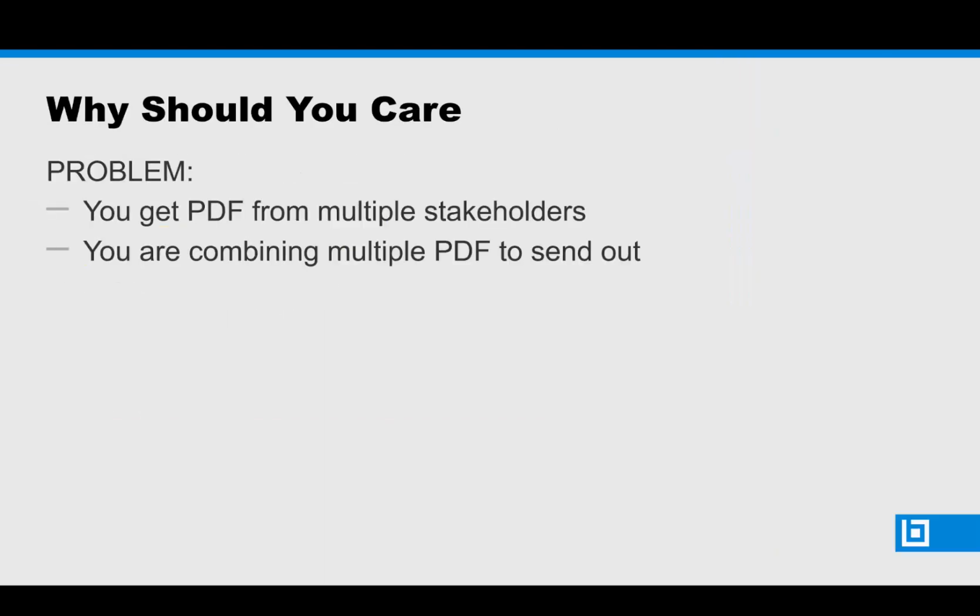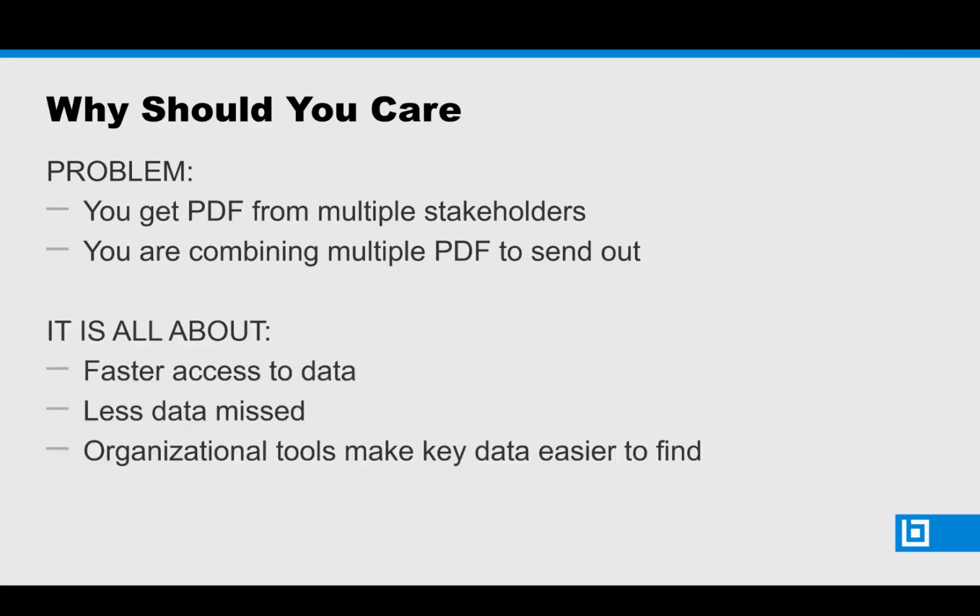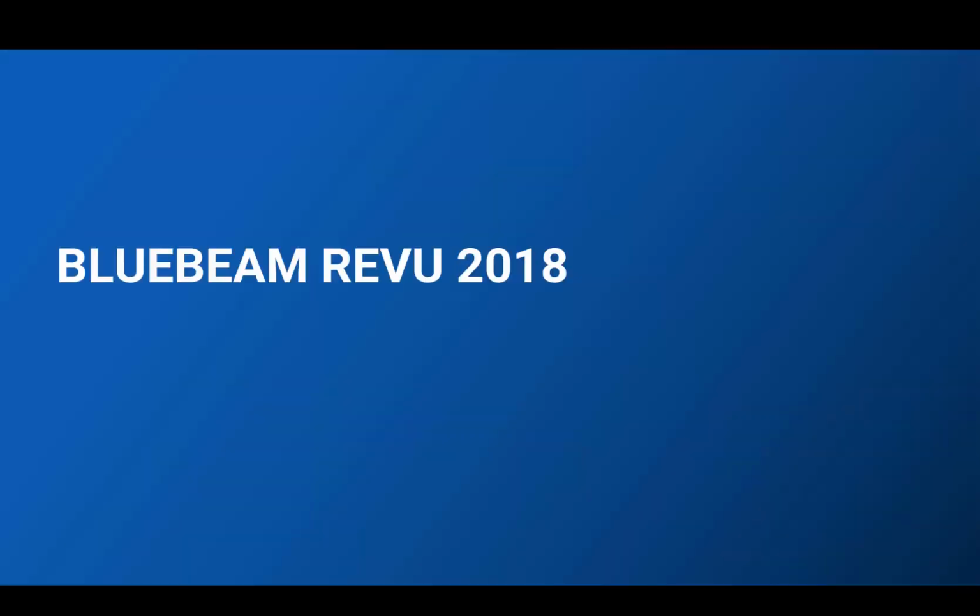Your existing condition is you may get PDFs from multiple stakeholders, and you may have to combine multiple PDFs to send out. And if this is not done right and organization is not created correctly, you will have time waste and data missed. So it's really all about faster access to data, less data missed, and organizational tools that make finding data easier. Now on to the presentation.